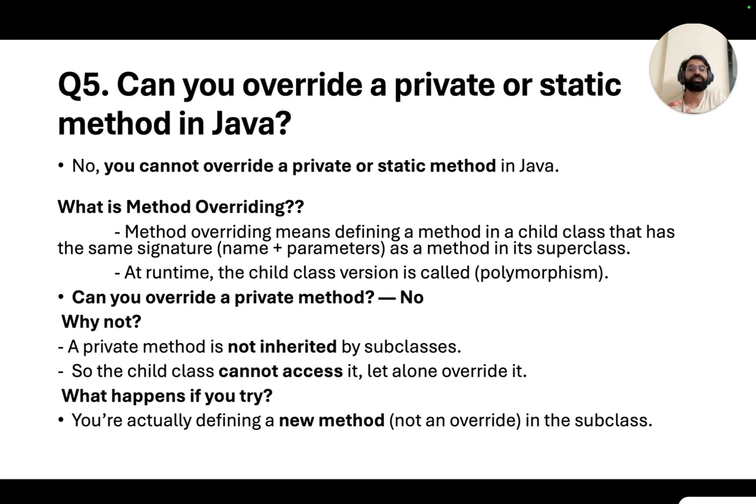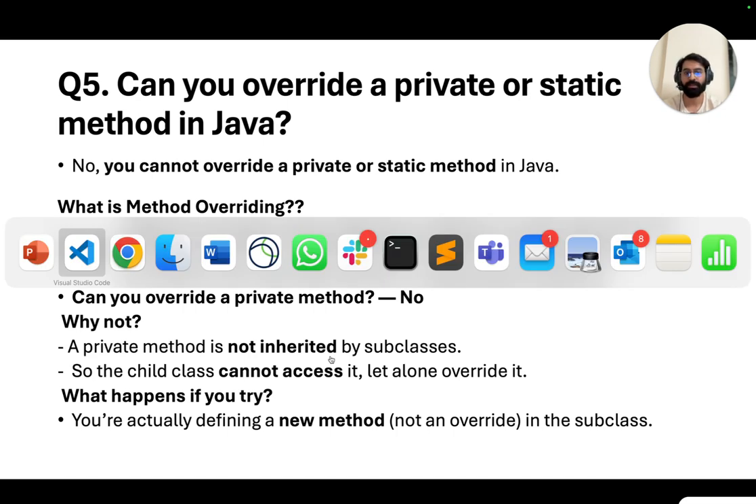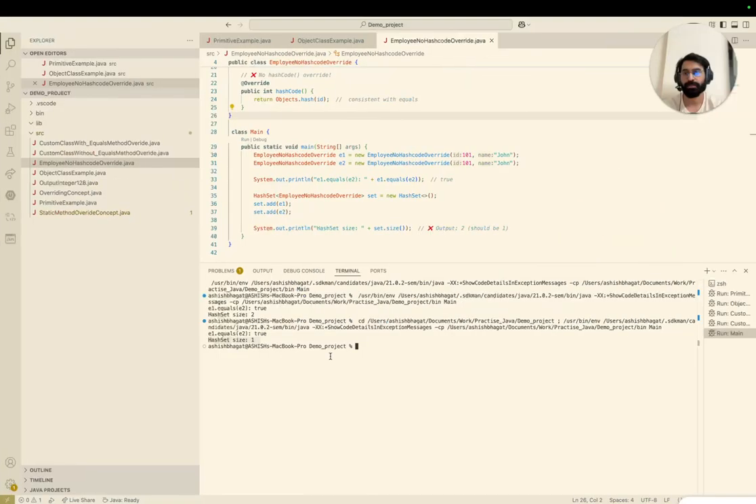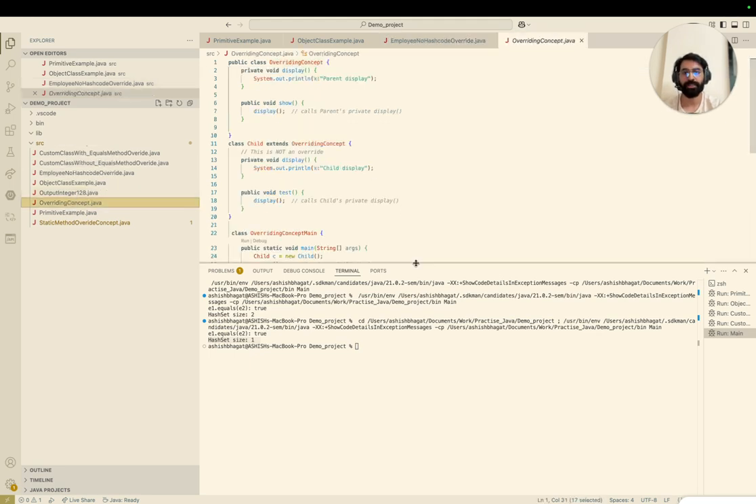So what happens if you try it? If you try to create a method in the child class with the same name and the same signature, parameters and all, the Java compiler will read that as a new method, not an overridden method, right? For example, I think I have one example for you. Let me see this, then I will explain it to you.